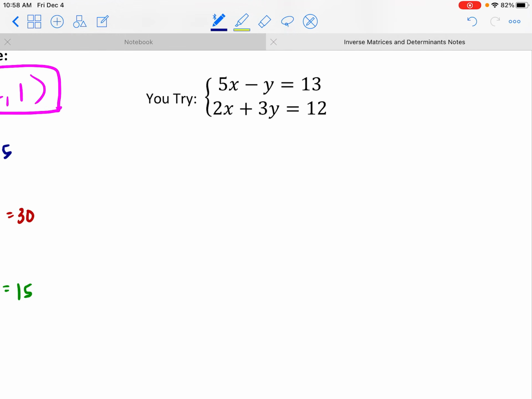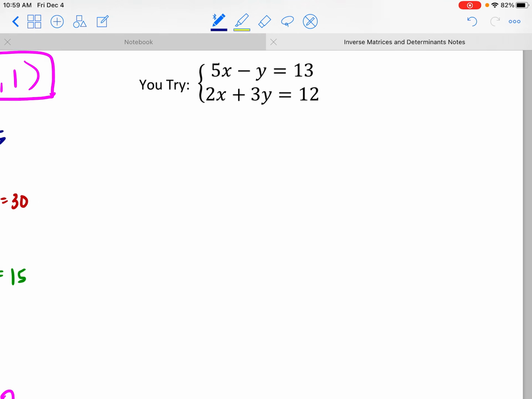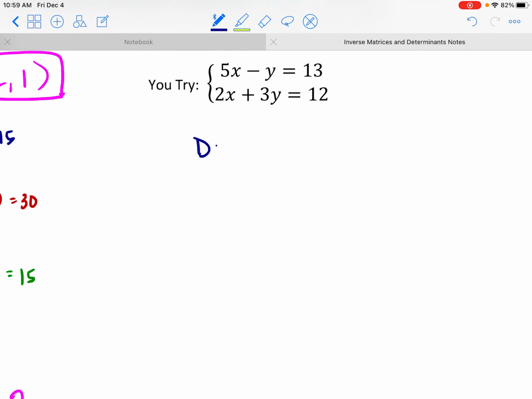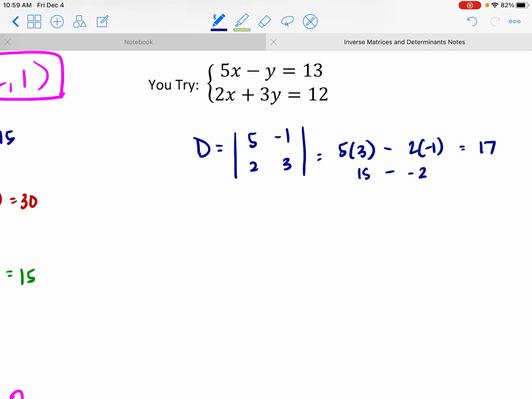Or if you want to pause the video, this might be a good opportunity for you to try on your own. So our overall determinant, it's just going to use the coefficients here. So 5, 2, -1, 3. We're going to multiply 5 and 3. We're going to multiply 2 and -1, and we're going to find the difference. So 15 and -2 subtracted, minus a negative, that's going to make that a 17 there.